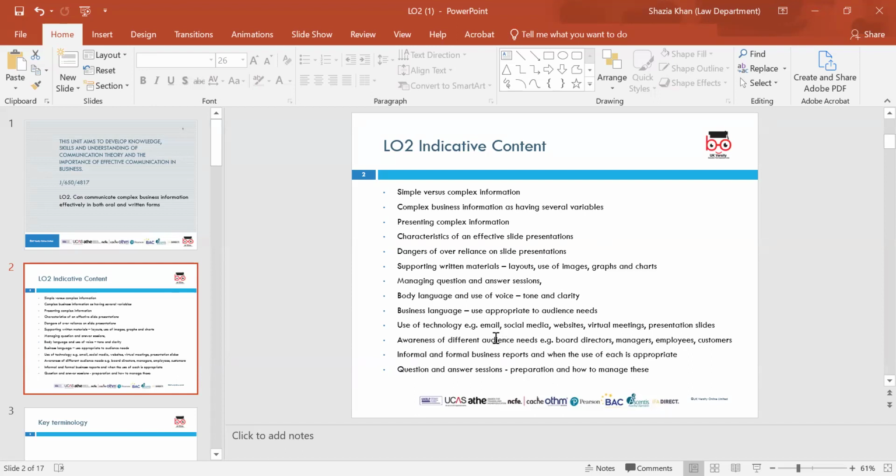Business language, so use professional language, audiences and their needs, use of technology, emails, social media, websites, virtual meetings, presentation slides, awareness of different audiences, so the needs of board directors, managers, employees, and customers, and informal and formal business reports, and when the use of each is appropriate, and then question and answer sessions, so preparation to manage these.